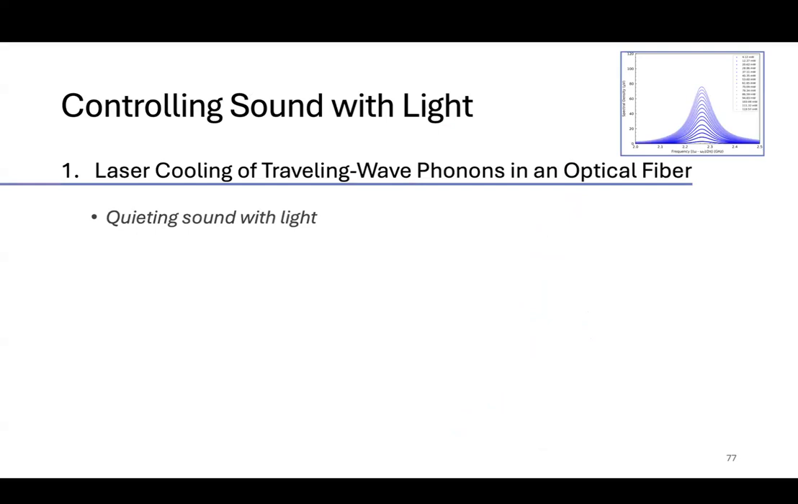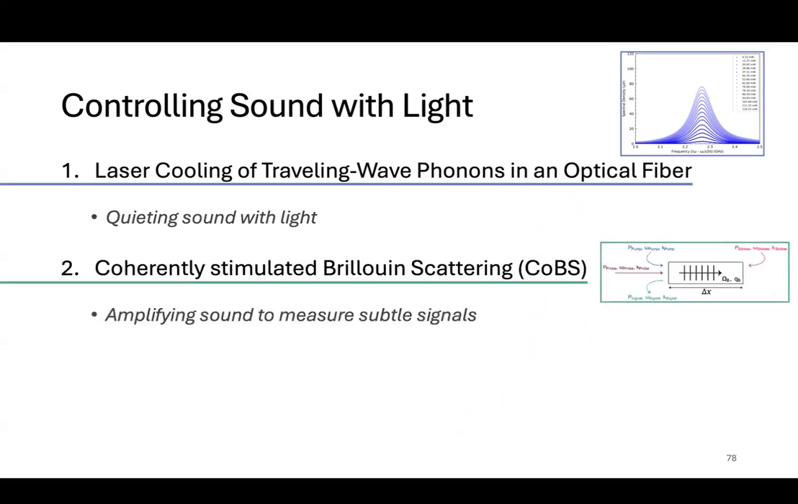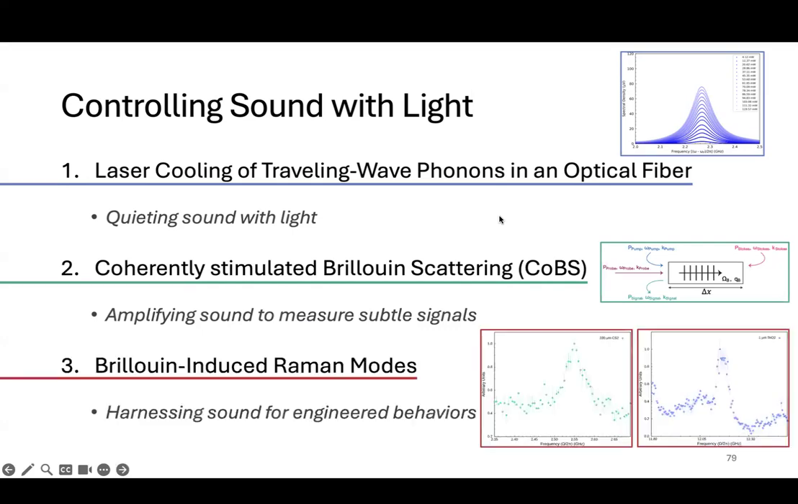So I told you about how we achieved laser cooling of traveling wave phonons in optical fiber, quieting sound with light, and how that metric is extracted from the line widths of the spectra. I told you about the coherently stimulated Brillouin scattering process and the instrument that employs it. And finally, I showed you the process or the domain that I was trying to explore with this instrument, of this crossover point between Brillouin traveling waves to Raman to get down to short enough lengths. And preliminary progress was certainly made in that direction.